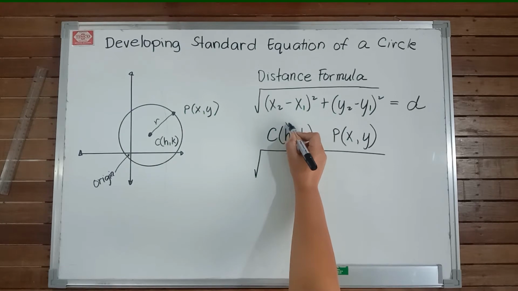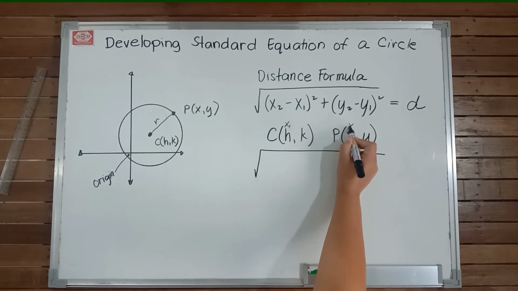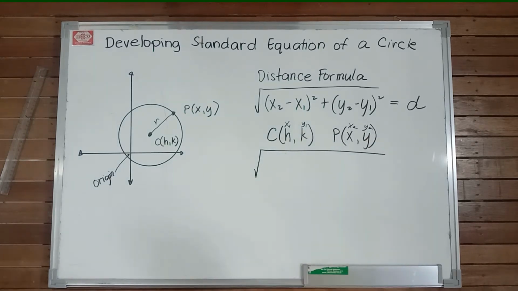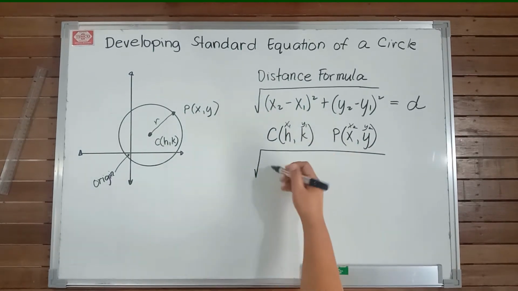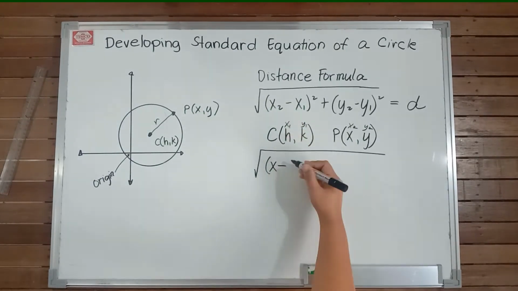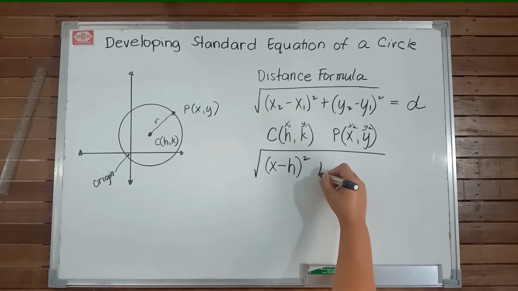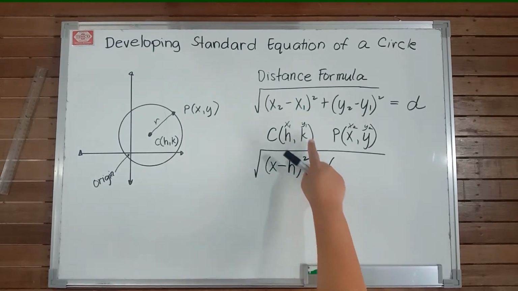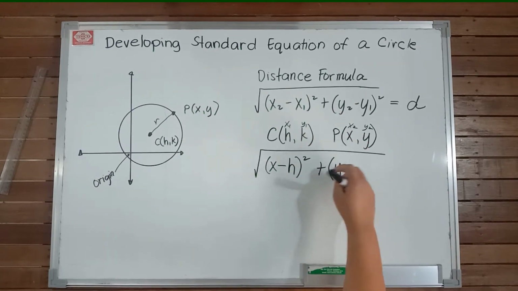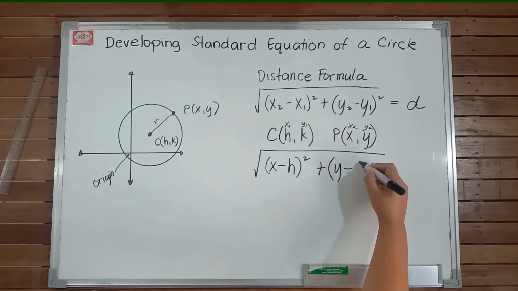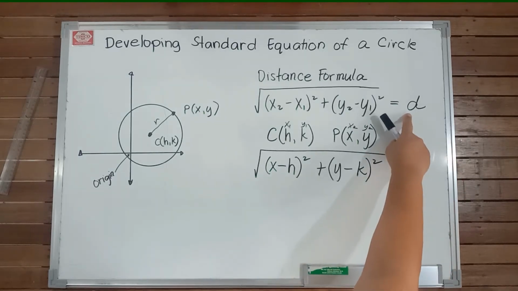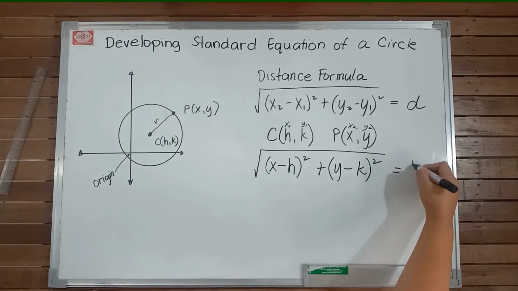So, substituting our givens in the formula, our x of 2 is x minus our x of 1, which is h, squared, plus our y of 2, which is y, minus y of 1, which is k, squared, equals our distance, which is r, the radius.